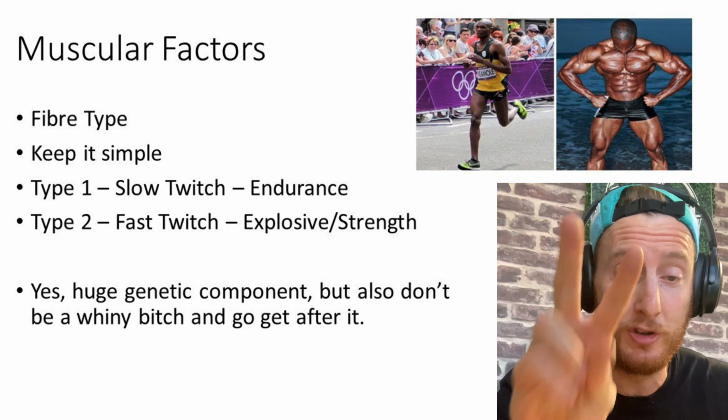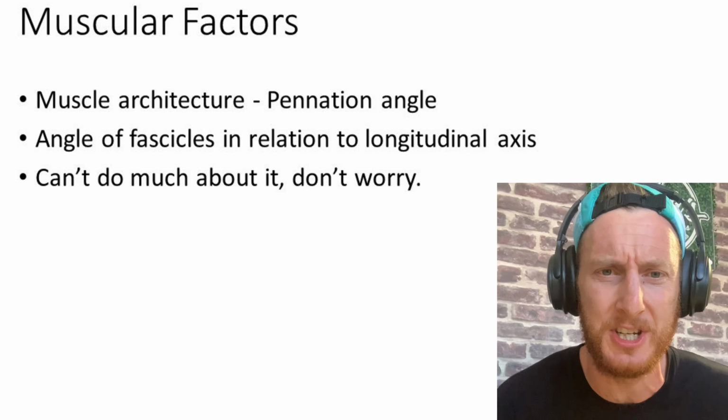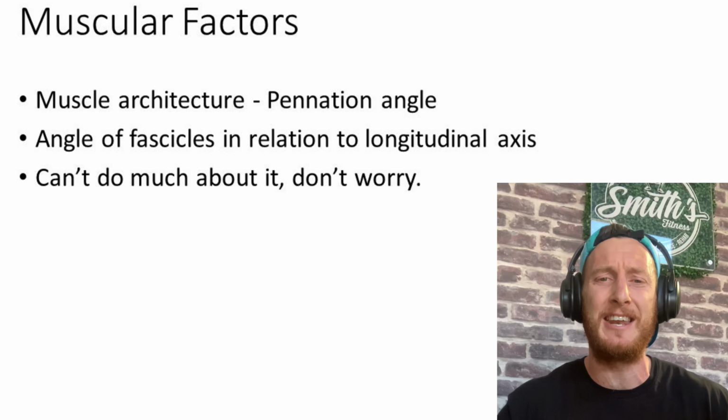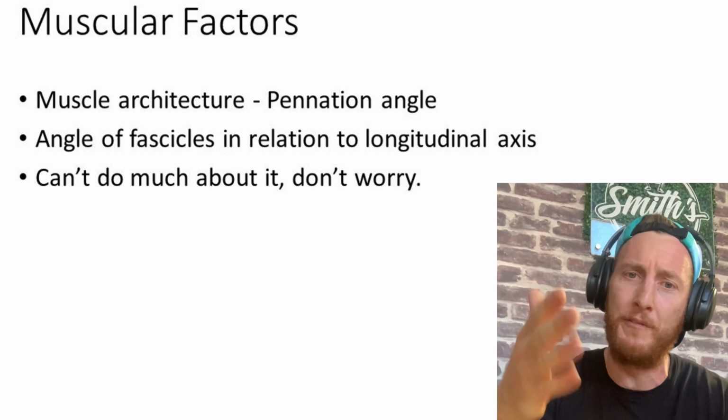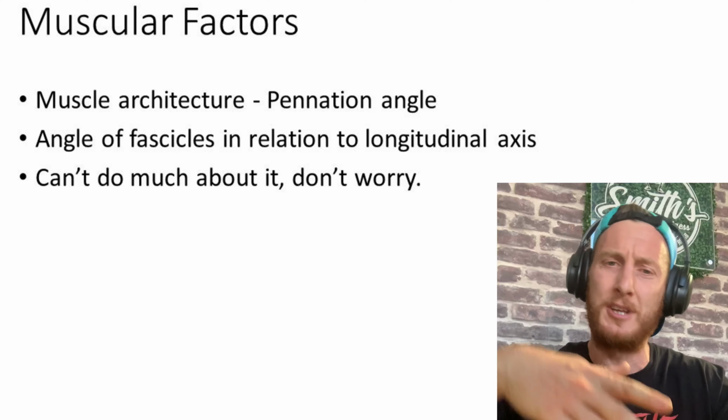certain fiber type. The last aspect of the muscular system, one that you don't really need to worry about too much, is the muscle architecture. That is the pennation angle. That is the angle of the muscle fascicles in relation to the longitudinal axis of the muscle. That's not simple, so let's move on.